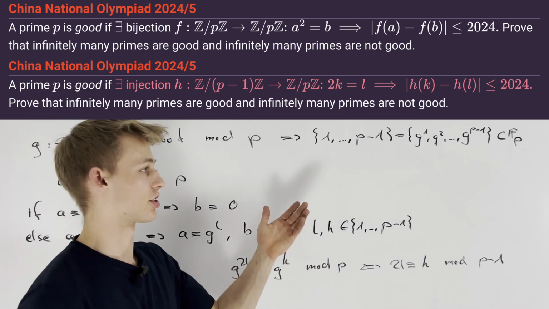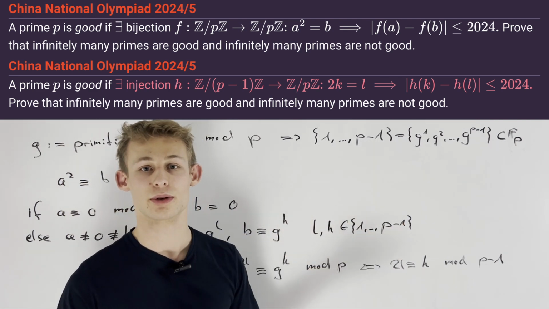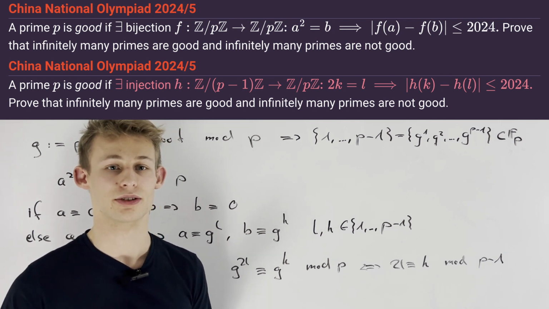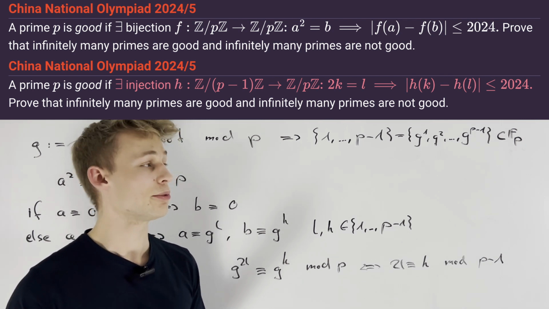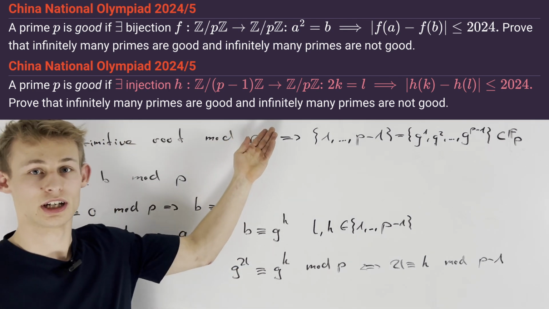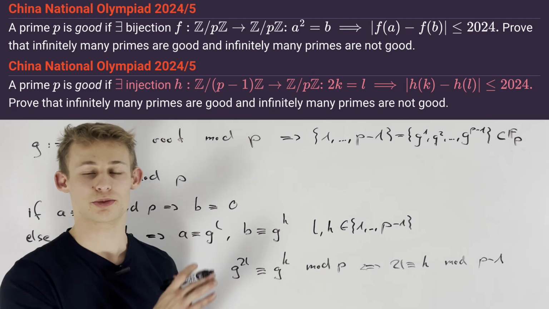Given such an injection h, we can define f(g^l) to be equal to h(l), and f(0) is defined as the value that h does not attain. And we can also do this the other way around, and therefore our two definitions of good are the same. So let's erase the board and try to work on the new problem statement.